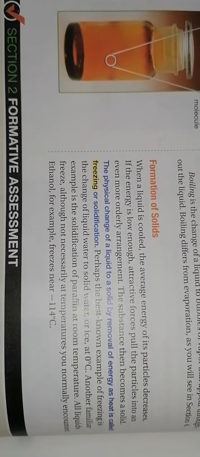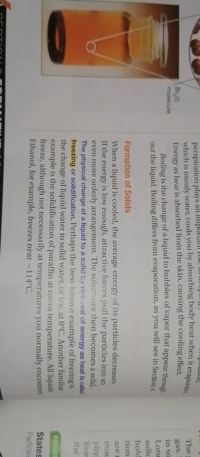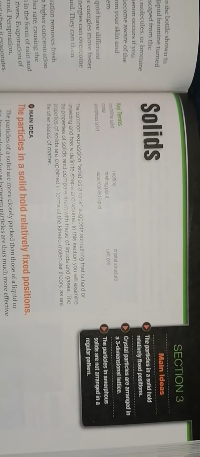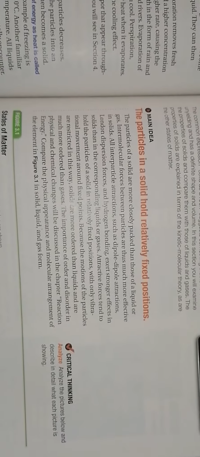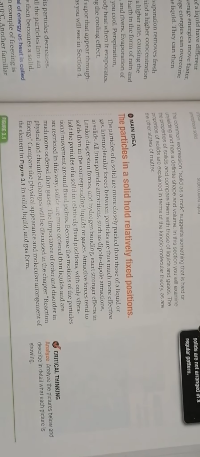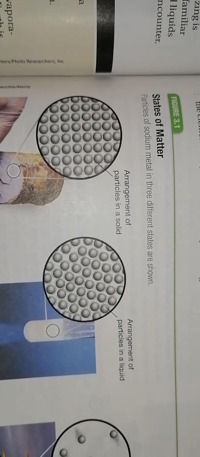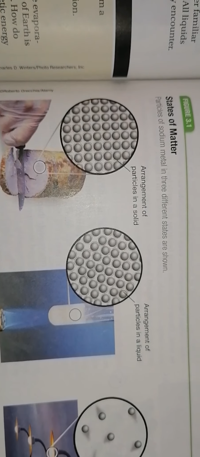And then the last one for liquids is formation of solids. Of course, if heat is released, solids can form. And then in section 3, we talked about solids and their physical properties. And we talked about the behavior of the atoms, or how it is on a molecular level. As you can see, we said they're compacted, they vibrate in their spot, as you can see over here.